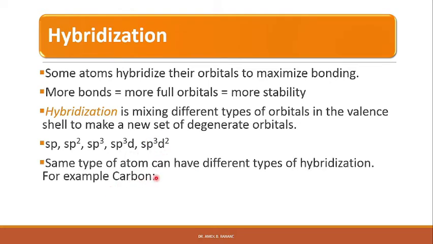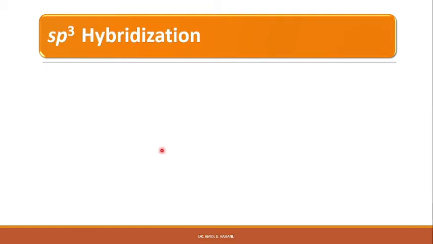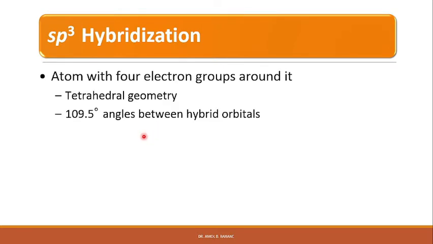The same type of atom can have different types of hybridization. For example, in the case of carbon, we can have sp, sp2 or sp3 type of hybridization. So let us see the sp3 hybridization. In the case of sp3 hybridization in carbon, the atom has 4 electron groups around it.